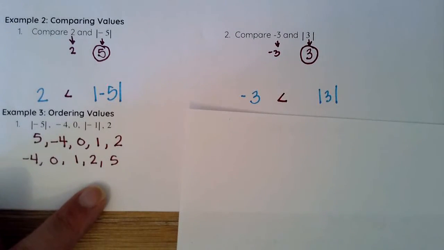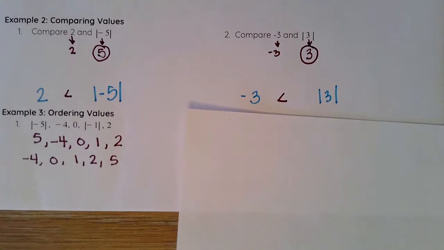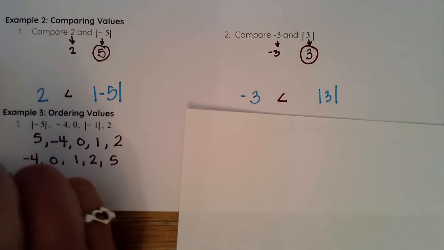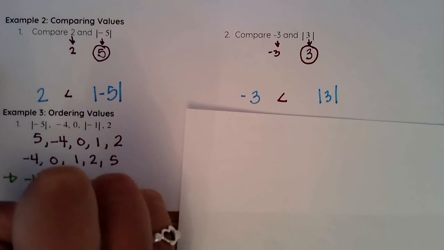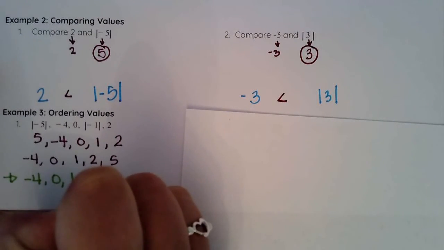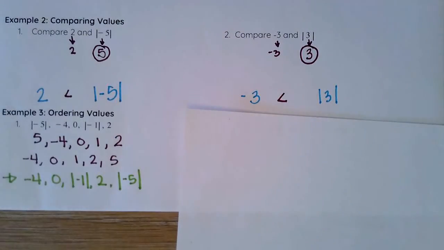So now I would rearrange and say, okay, -4, 0, 1, 2, 5. But I want to go ahead and revert back to the original format. So your final answer here would be -4, 0, the absolute value of -1, +2, and the absolute value of -5.